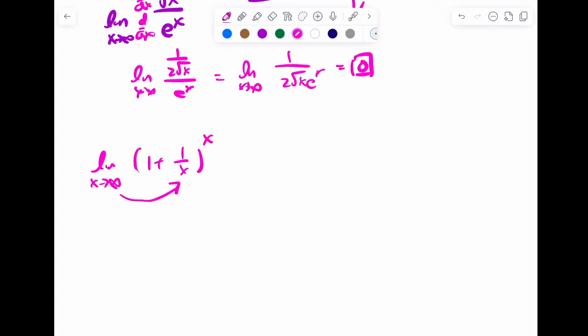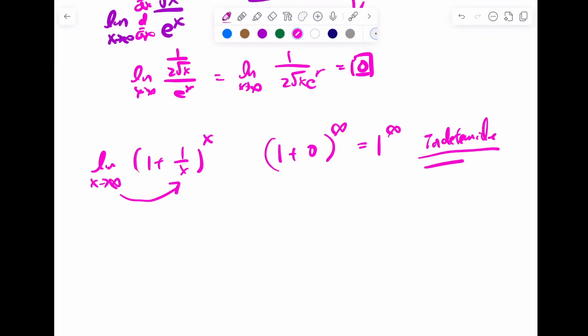Think about it. This is 1 plus 0 to the infinity, which is equal to 1 to the infinity. It's indeterminate form. I'm not saying you're wrong. I'm not saying you're right. Let me finish. Indeterminate is indeterminate as of right now.